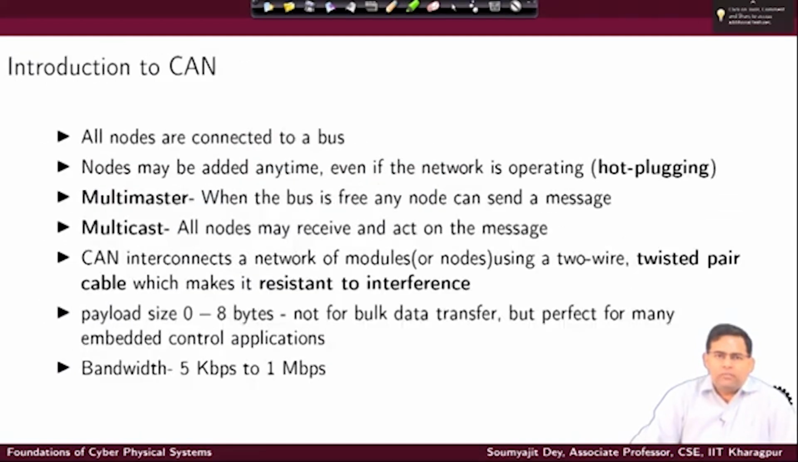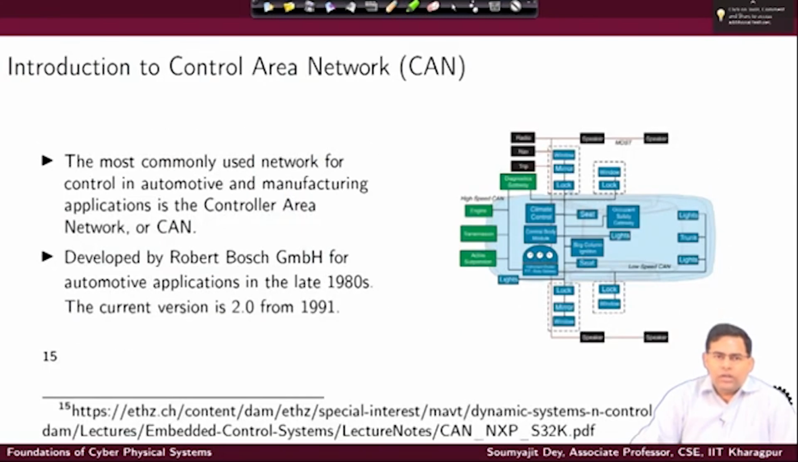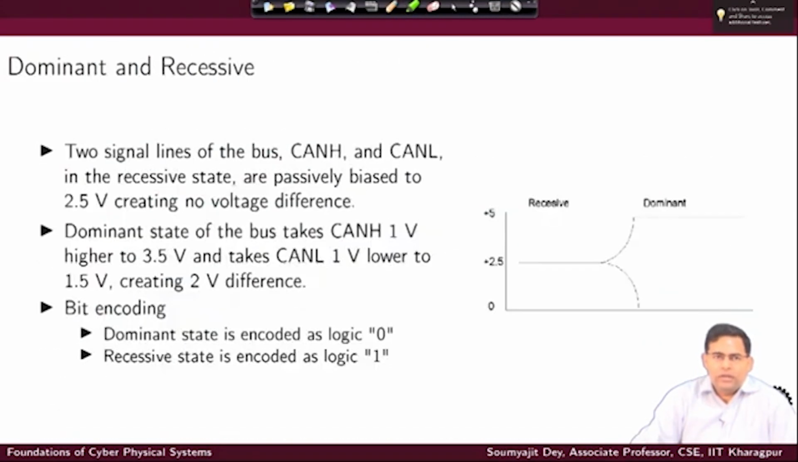We said that a CAN bus, at the physical level, although it's not enforced, is implemented as a twisted pair cable where there are two signal lines, the CAN high and the CAN low line. Overall, this twisted pair has two states. It's either in the dominant state or in the recessive state.